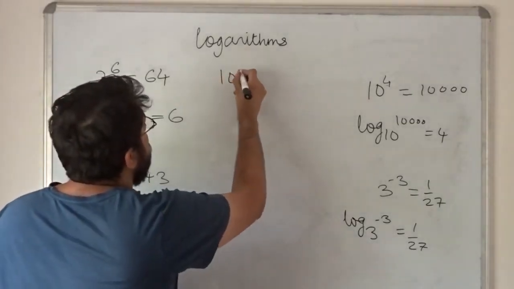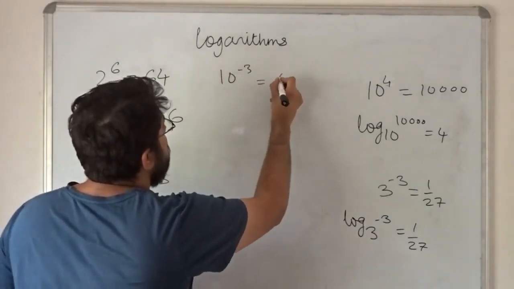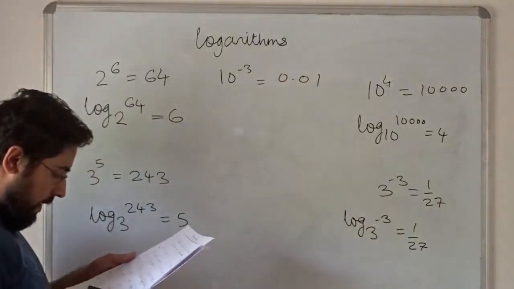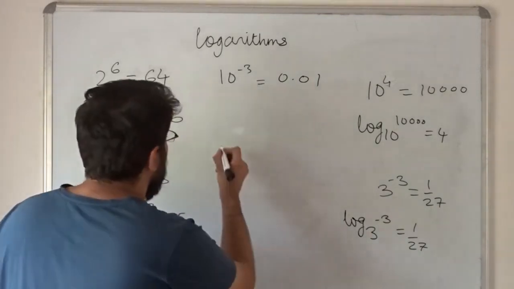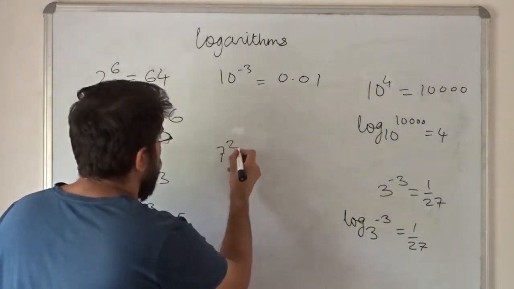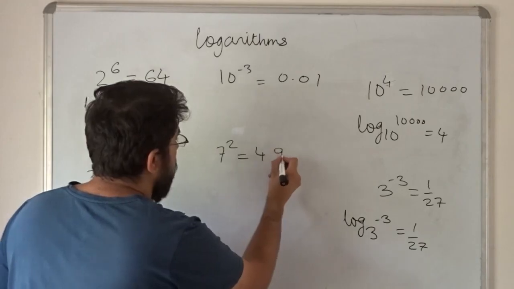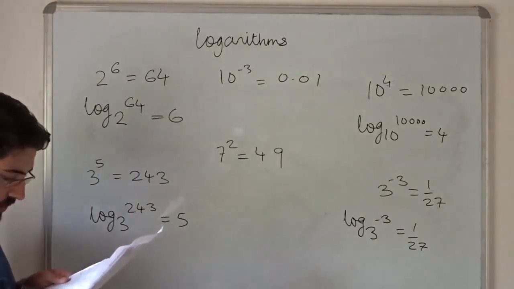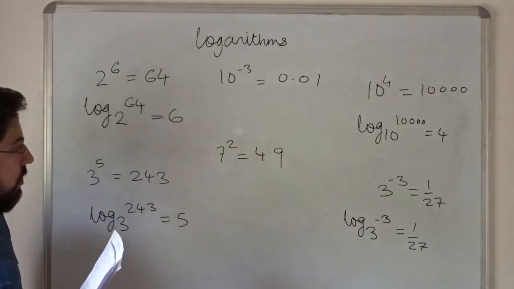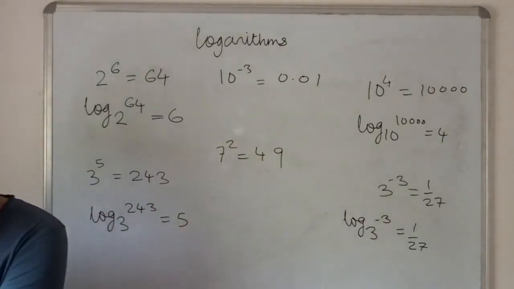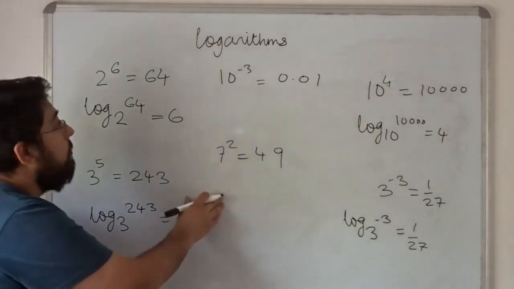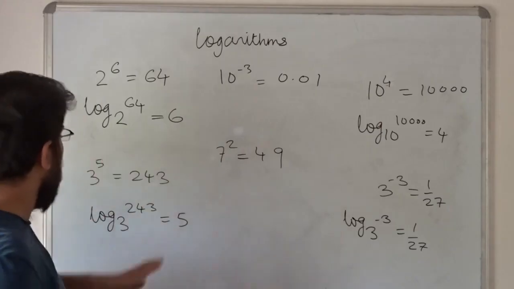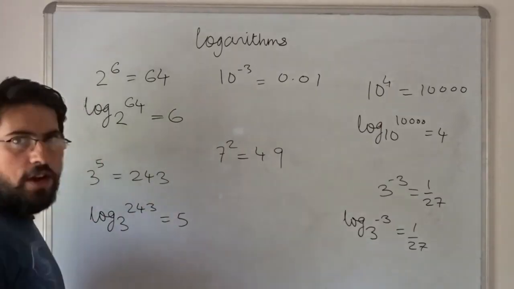So you have 10 to the power -3 equals 0.01. Okay? And 7 squared equals 49. Okay, we won't have room for one more yet. So, before you attempt all of these, did you verify all of them? All of them are correct, right?